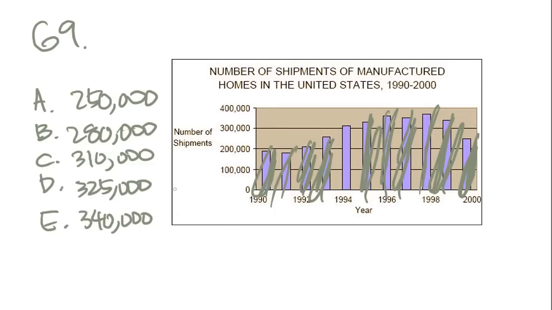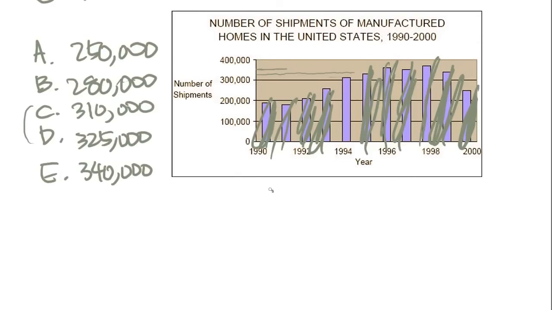Which one is slightly more than 300K? It's probably going to be either C or D. Now 325, this is going to be 350. 325 is going to be half of that. So 325 is actually going to be a little bit higher. Whereas 310 looks like it might actually be the correct answer. So if I were to guess, I would say that the answer is C.